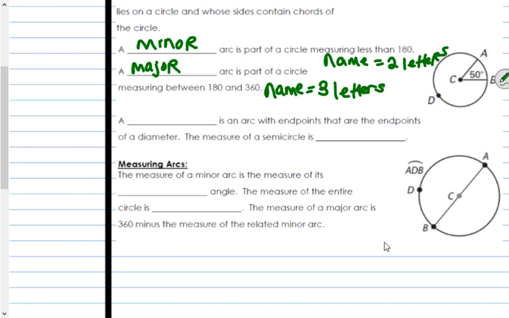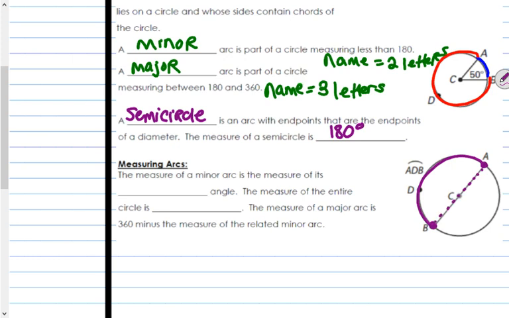So for example, AB would be a minor arc because it's less than 180 degrees. And DB would be a major arc because it's more than 180 degrees. Then we have a semicircle, and a semicircle is an arc with endpoints that are endpoints of a diameter, and the measure of a semicircle is always 180 degrees. If you look at our example, ADB, that's a semicircle because the endpoints are the endpoints of a diameter.